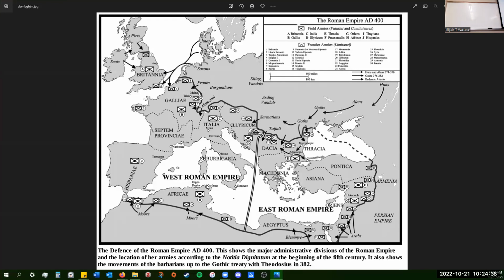So these are his troops. This is the area he commanded. There's Hippo Regius, Augustine's seat, and of course Carthage right there, the capital of this quarter of the empire, right?